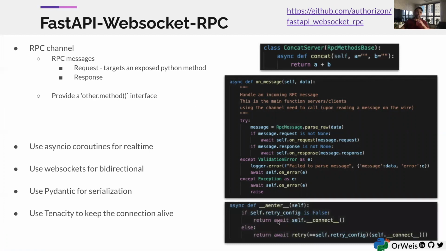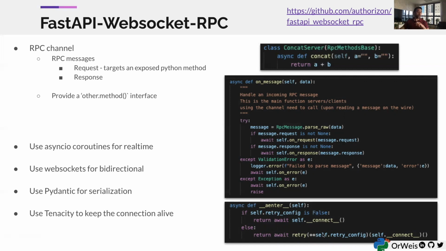Within the RPC client, which is triggered via an async with call, we have our basic wrapping using Tenacity. Basically we call our connect method wrapped with retry, and we pass in a configuration telling it to constantly retry. So if it fails, if it throws an exception, if it gets disconnected, Tenacity will take care of reconnecting for us.